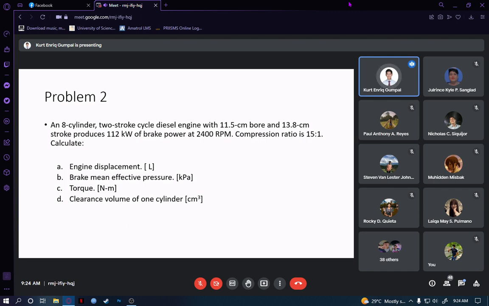Okay, let's proceed to the next one. These are the answers: 11.467, 244.18 kPa, 445.63, and then 102.4 cubic centimeters. Okay, sige.